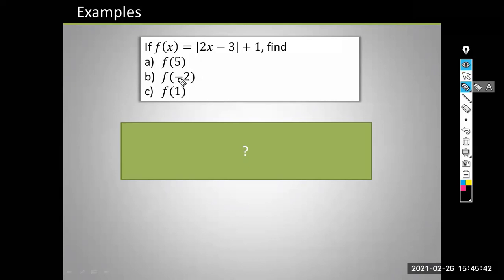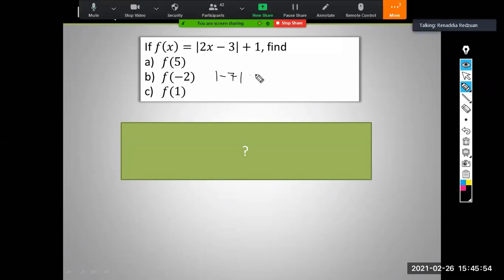Do slowly. Then you replace x as negative 2. So 2 times negative 2 is negative 4, minus 3 is negative 7, and then plus 1. Remember when we are taking the modulus sign here, negative will become positive. So 7 plus 1 you get 8. What about the last one here? In the modulus sign you will get negative 1. So negative 1 will become positive 1, plus 1 is equal to 2.